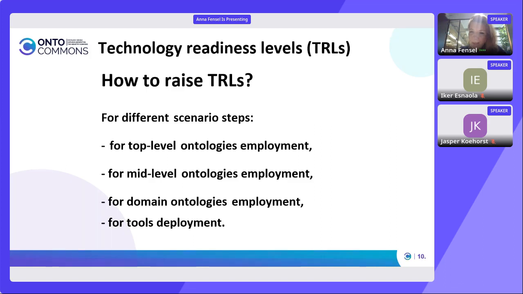Maybe we can start with the speakers from this session. How would you classify your major challenges with the adoption of ontologies and ontology tools? Or where would you need help immediately in the near future?